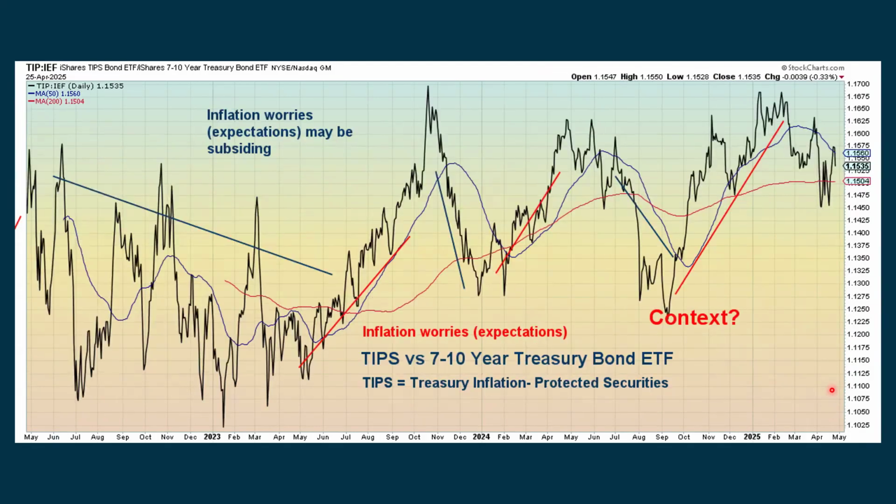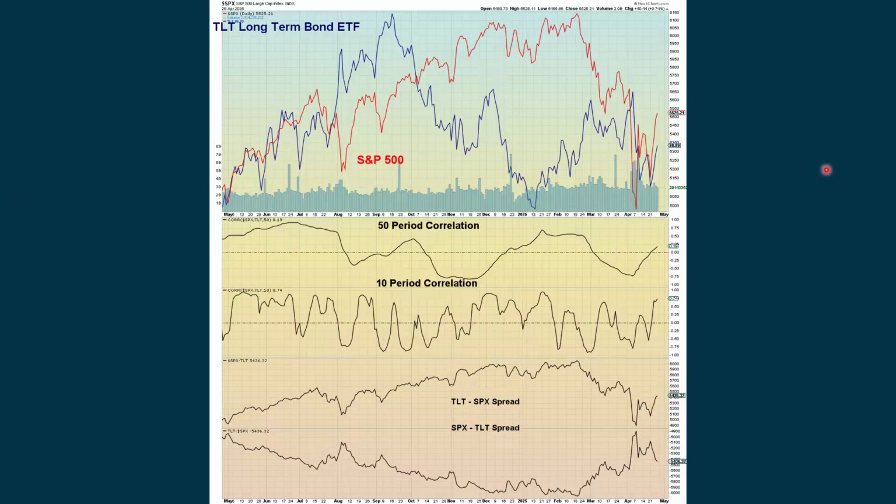Then we look at further out bonds. We use TIPS again, and we look at 7 to 10 year bonds. The overall context is that we are in an uptrend here, but we've really been pulling back, and we're not seeing this skyrocketing up. So inflation worries or expectations are actually coming down a little bit, and they're pretty much under control right now. And this is what we've been seeing over the last few weeks.